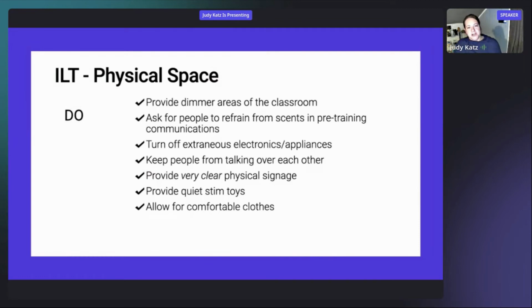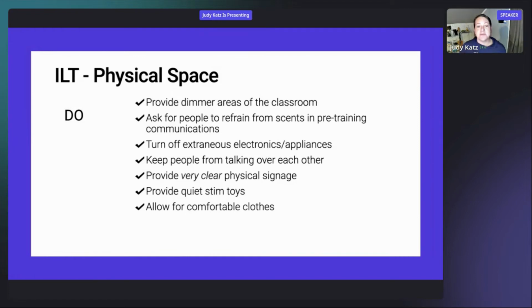So some do's and don'ts for the physical space in instructor-led. If it's possible, try to make it so that the classroom is not entirely bright. Maybe there are some dimmer areas. In some of your pre-training communication, ask for people to refrain from scents. And this is one of the things that sometimes people speak up and say, oh, this is also really good for people with allergies. This is also really good for people who get migraines. People who wear heavy perfumes or colognes really should be refraining from those in training spaces, professional spaces, for all of those reasons. I think that these things are getting more and more common.